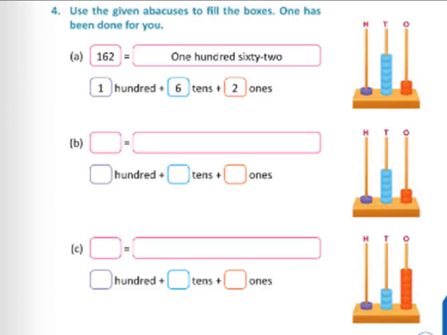Fourth question. Use the given abacus to fill the boxes. One has been done for you. So abacus questions are given. That is, numbers are represented on the abacus. You have to read the number, write it, write the number name, and also write it by means of places.